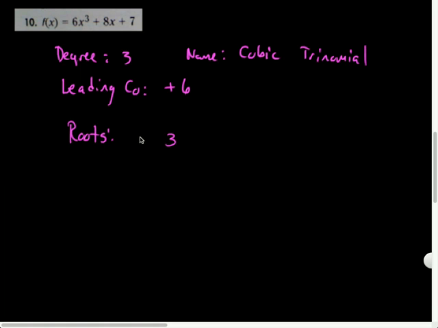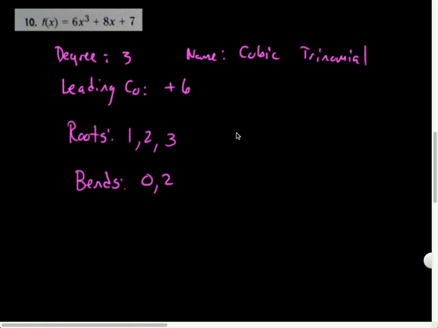3. It's the same as the degree. Or it could be 1, or it could be 2 or 1. But the maximum number of roots or x-intercepts is always equal to the degree of the polynomial. And then the bends, my word to describe when it completely changes direction from going positive to negative, would be 2 or 0, right? So that is 1 less.